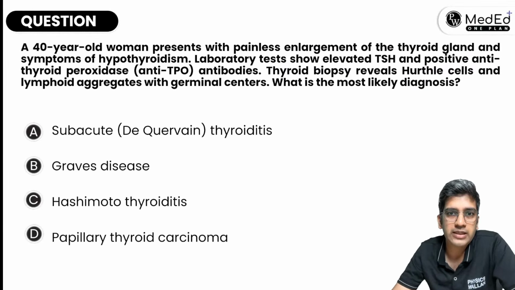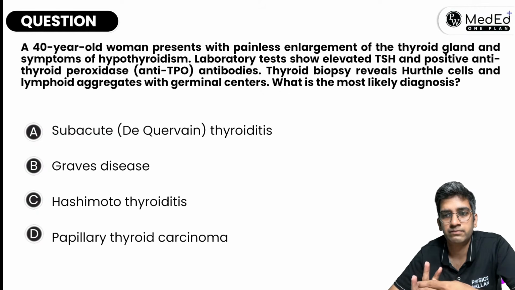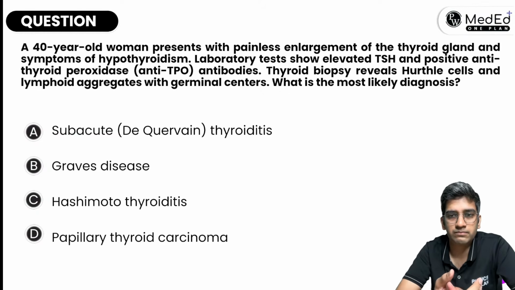A simple and easy one. Let's see how many of you can answer. Mohammad Faisal has gone for C. Others, it's classical Hashimoto, right?